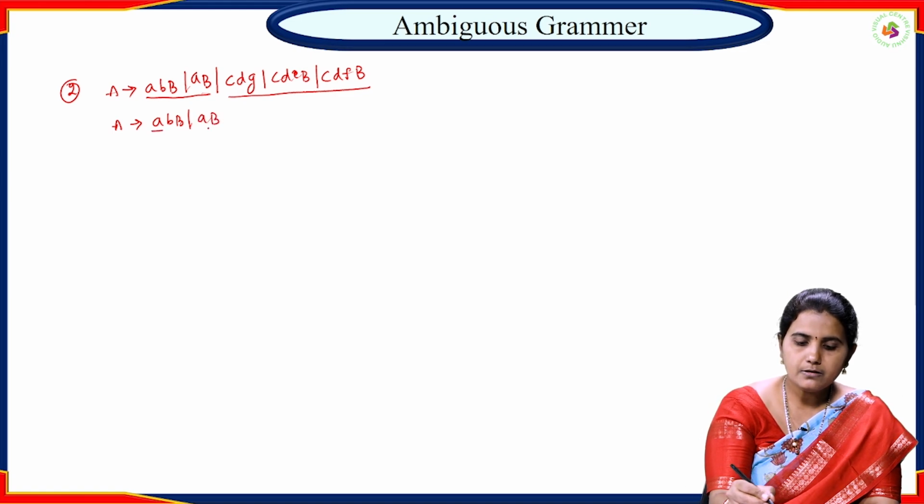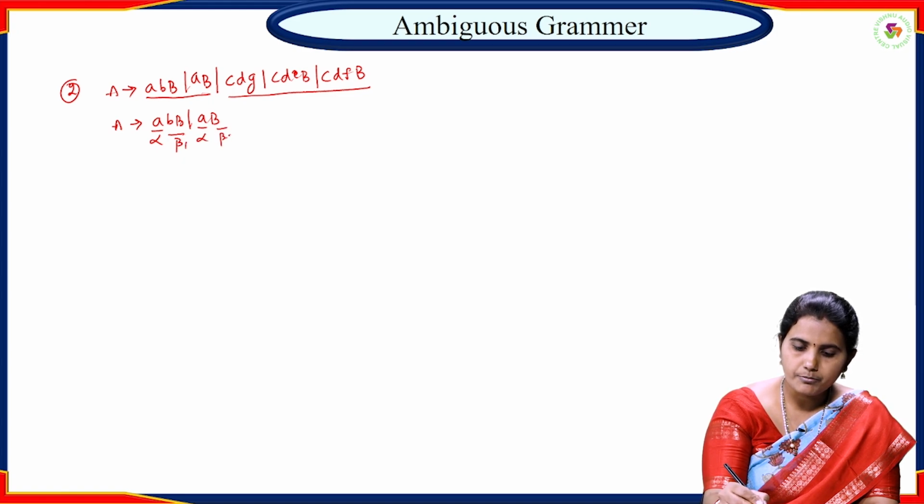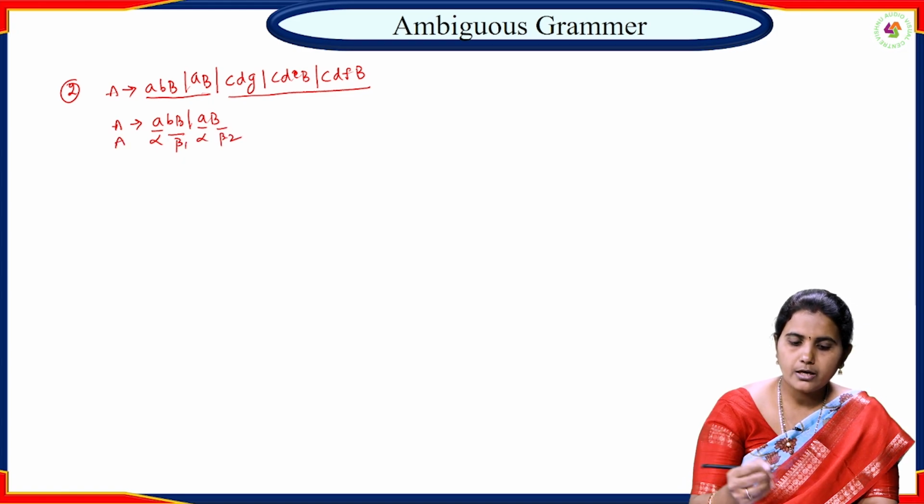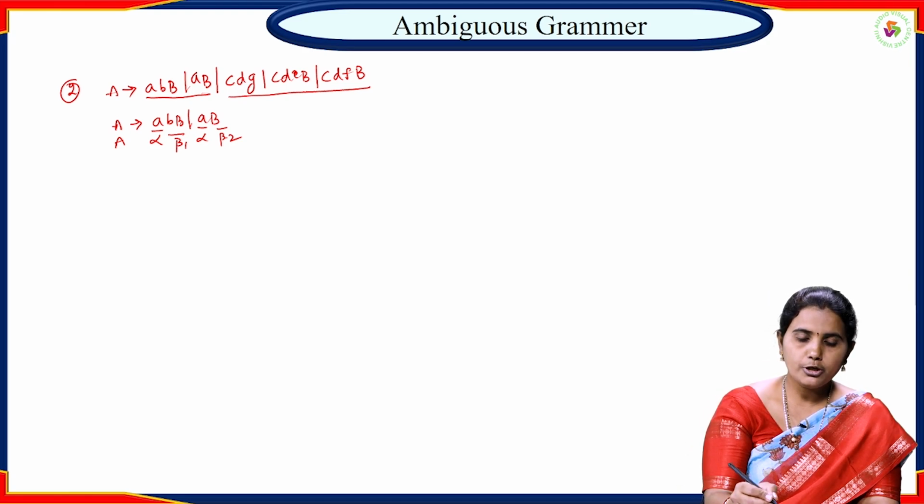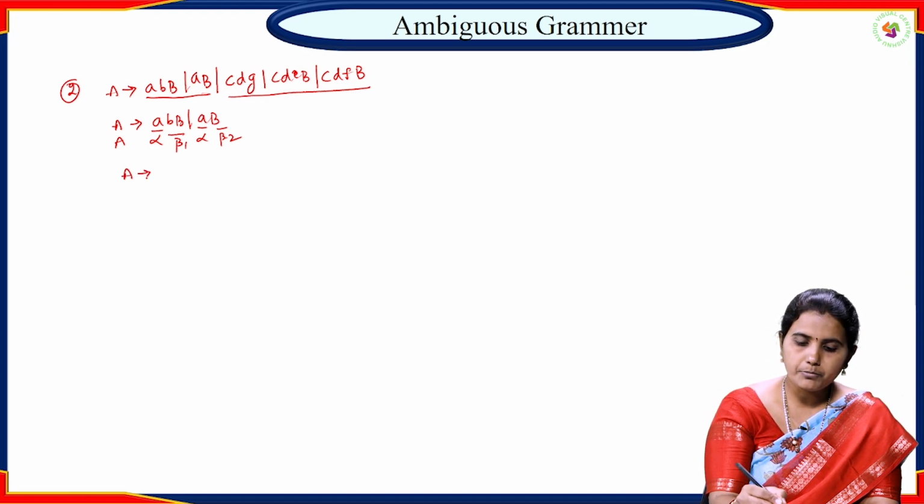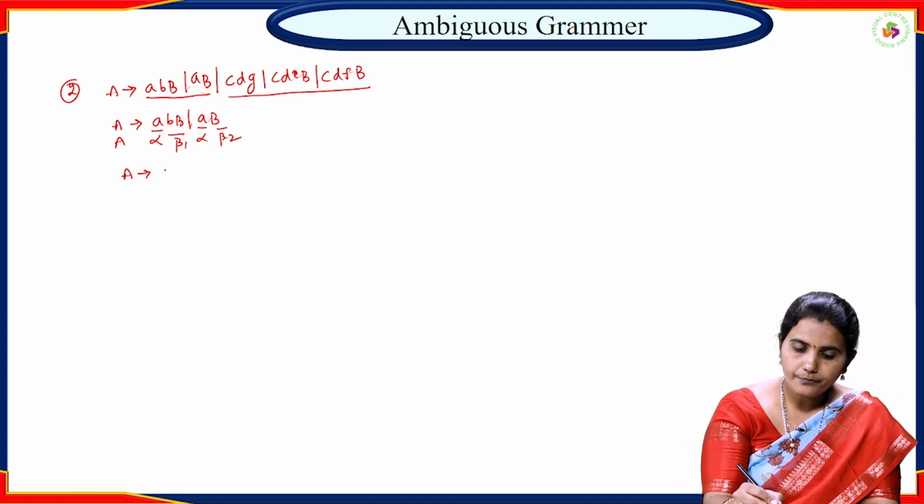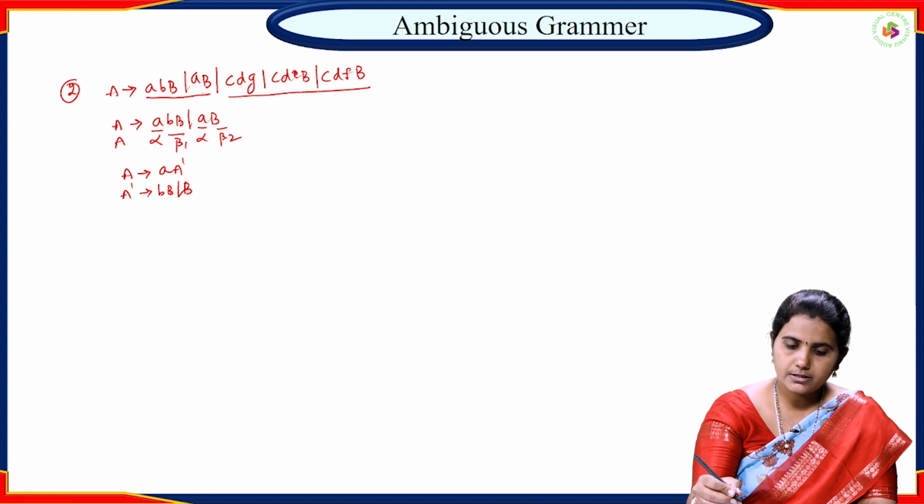This is alpha, this is beta 1, this is alpha, this is beta 2. Now the new productions are A implies alpha, A followed by A dash, the newly introduced symbol. Then A dash implies beta 1, B or capital B.